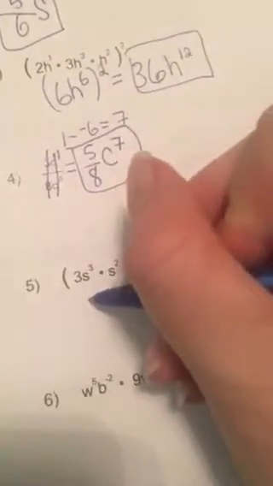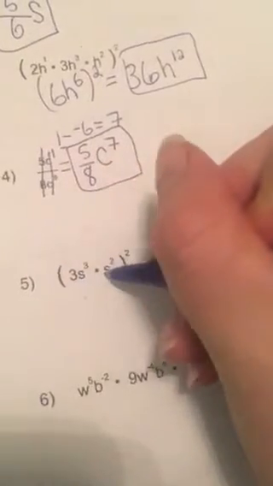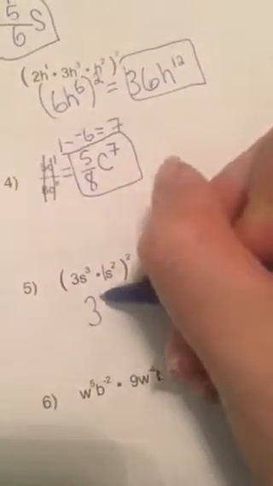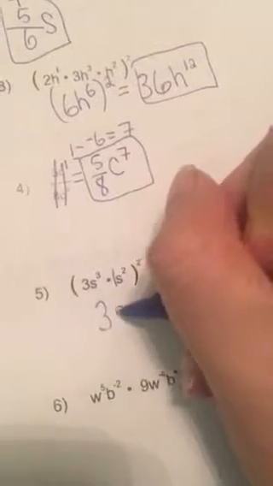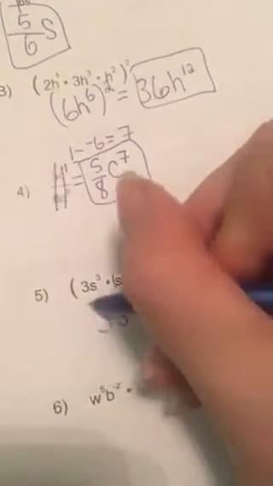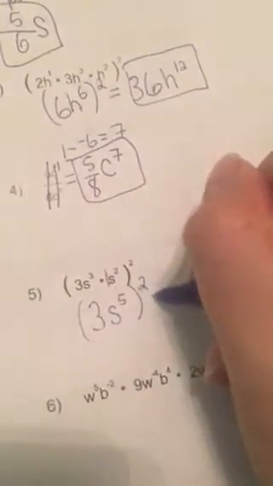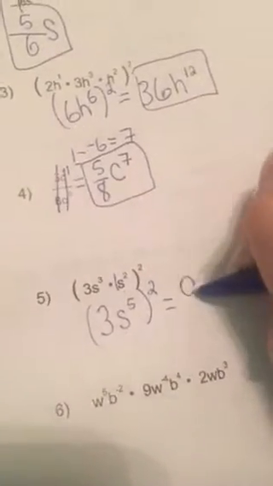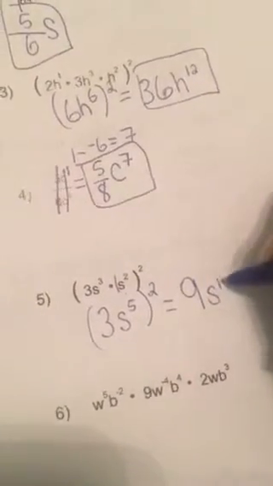This one right here, 3 times 1 is 3. These two s's multiply and become s to the fifth. I have to put the whole thing to the second power, which equals 9s to the 10th.